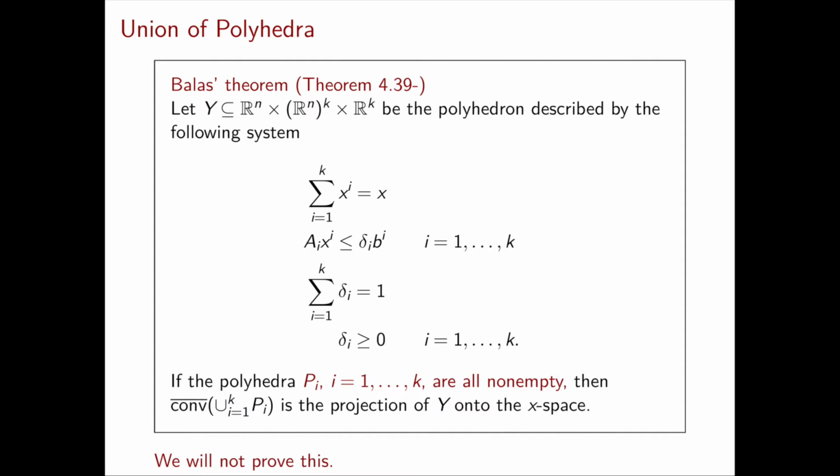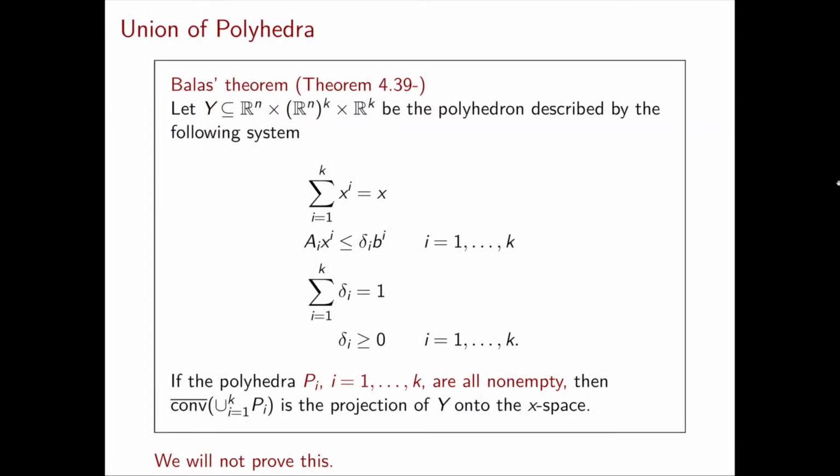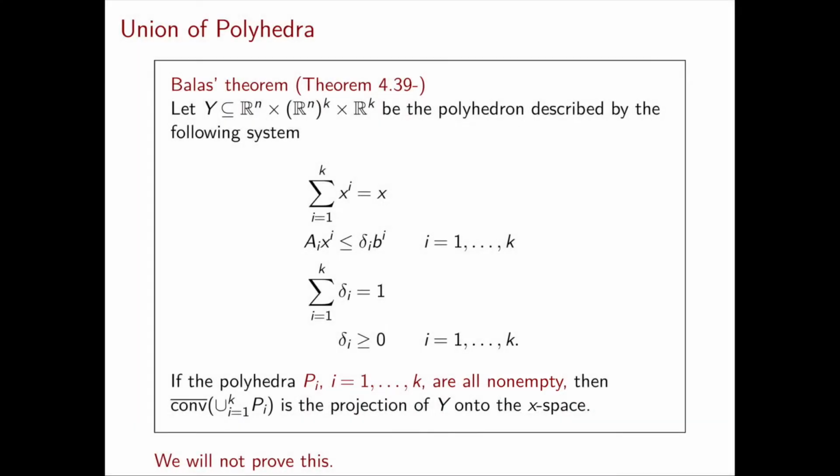Now the theorem says that if all the polyhedra Pi are non-empty, then the closed convex hull of the union is the projection of Y onto the x space. So the differences are that first, we need to assume that all the polyhedra are non-empty, which is a condition that we didn't have in the polytope case.